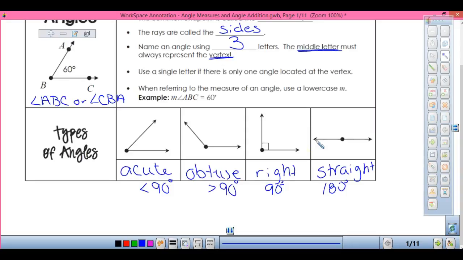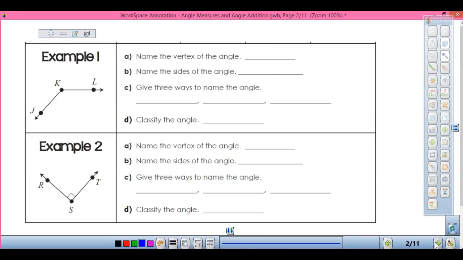Making things complicated. All right, so what is the vertex in this guy? It's K. What are my sides? Okay, good, but be careful because since it's a ray and it's pointing this way, we have to name it KJ, yeah. Okay, and then my other side is going to be KL. So your first letter has always got to be the vertex.